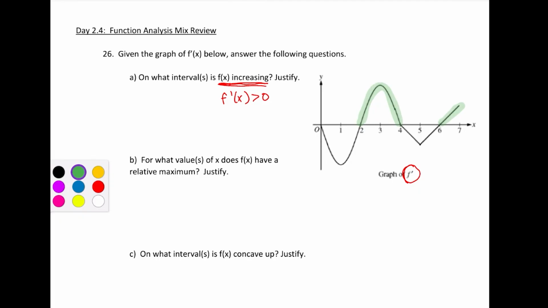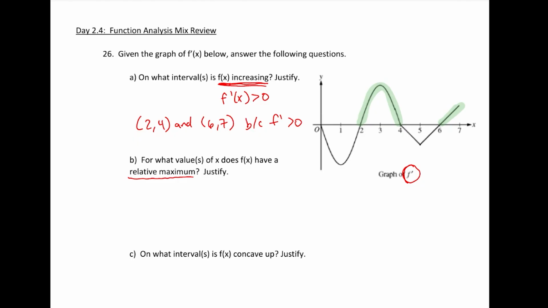Also, we've got a little one over here. So the answer to our question is going to be on the intervals from 2 to 4 and from 6 to 7. And our justification is because f prime is positive. Part B says, for what value of x does f of x have a relative maximum?